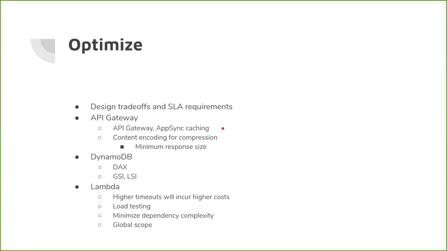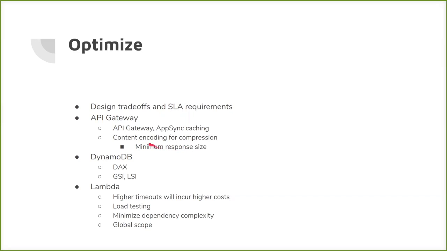The next thing is how you optimize. When it comes to optimization, you always have to think about the trade-offs and the SLAs that you're going to give your customers. In API gateways, when it comes to serving your responses, you can ask, do I need to always give the most updated data? For some parts of your application, you might not need the most recent update. In that case, you can make use of API gateway caching.